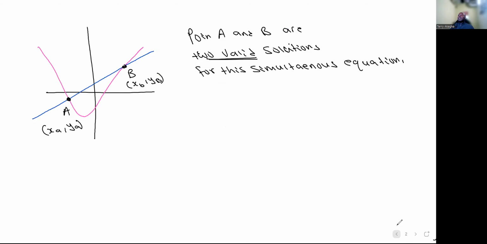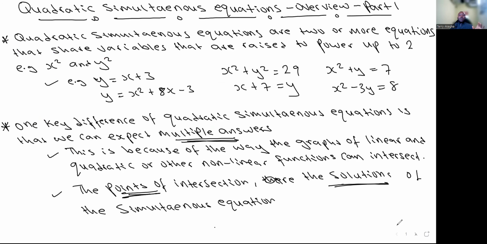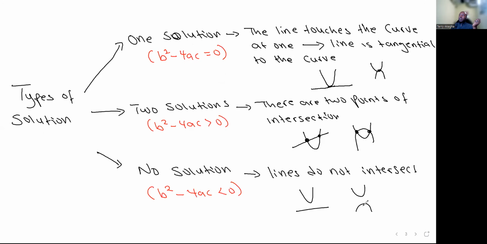So when we're talking about simultaneous equations, we're talking about a linear and a quadratic, or two quadratic equations, that we're going to solve together. The points where both of them meet are what we call the solutions. And there are three types of solution you should be looking out for. You could have one solution when b squared minus 4ac is equal to 0, two solutions when it's greater than 0, and no solution. When there's no solution, the line does not intersect. When there are two solutions, there are two points of intersection. And when it's one solution, they just intersect at one point.